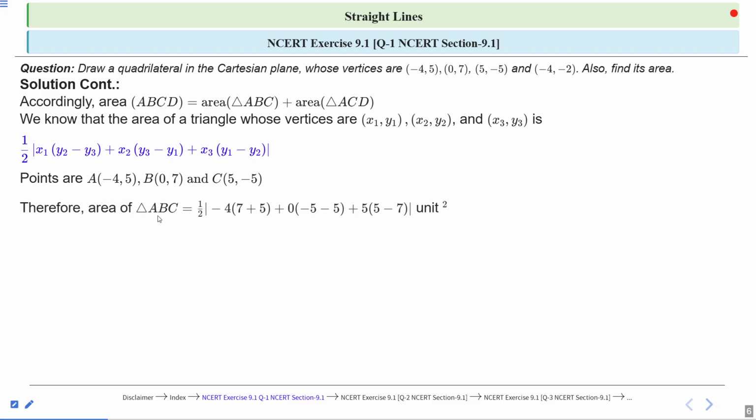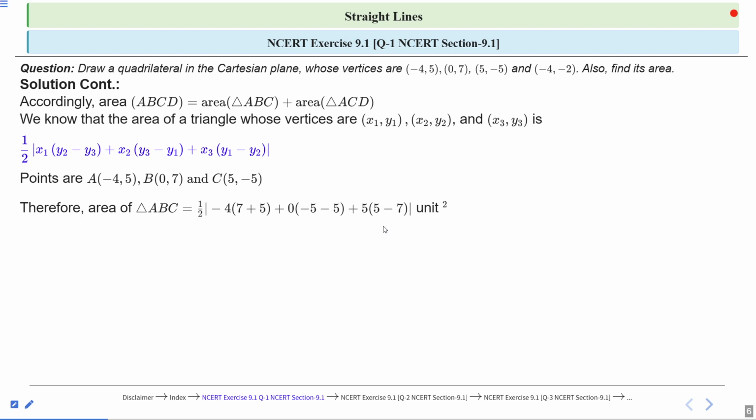Therefore, what is the area of triangle ABC? Putting in the values, (x1, y1) is (-4, 5), (x2, y2) is (0, 7), and (x3, y3) is (5, -5). Substituting these values in the area formula, we get the area of triangle ABC equal to 1/2 times the modulus of -4(7 + 5) + 0(-5 - 5) + 5(5 - 7) square units.